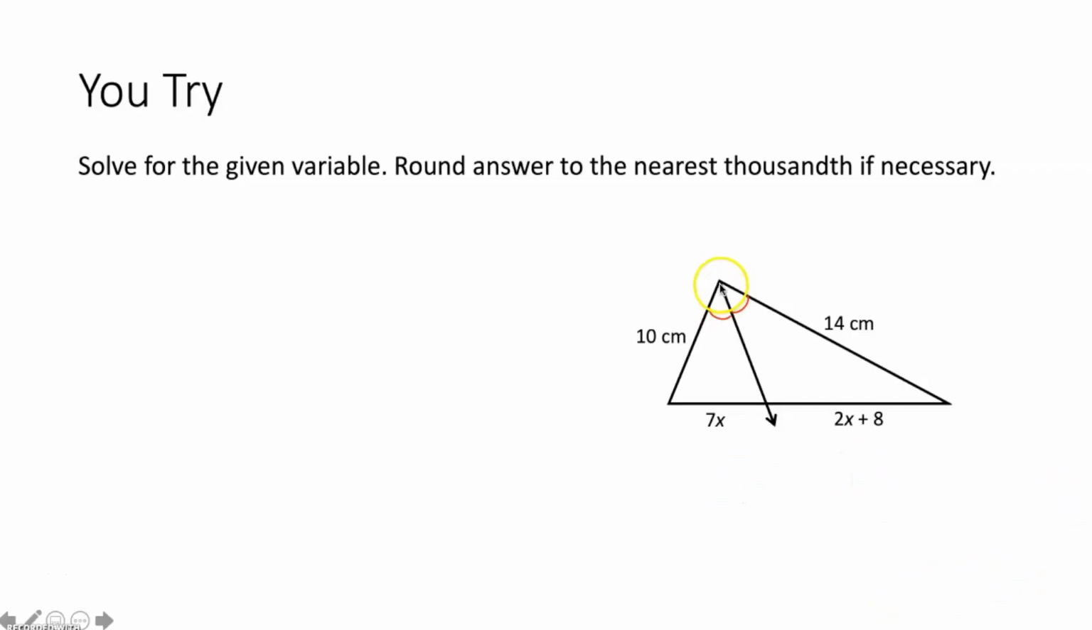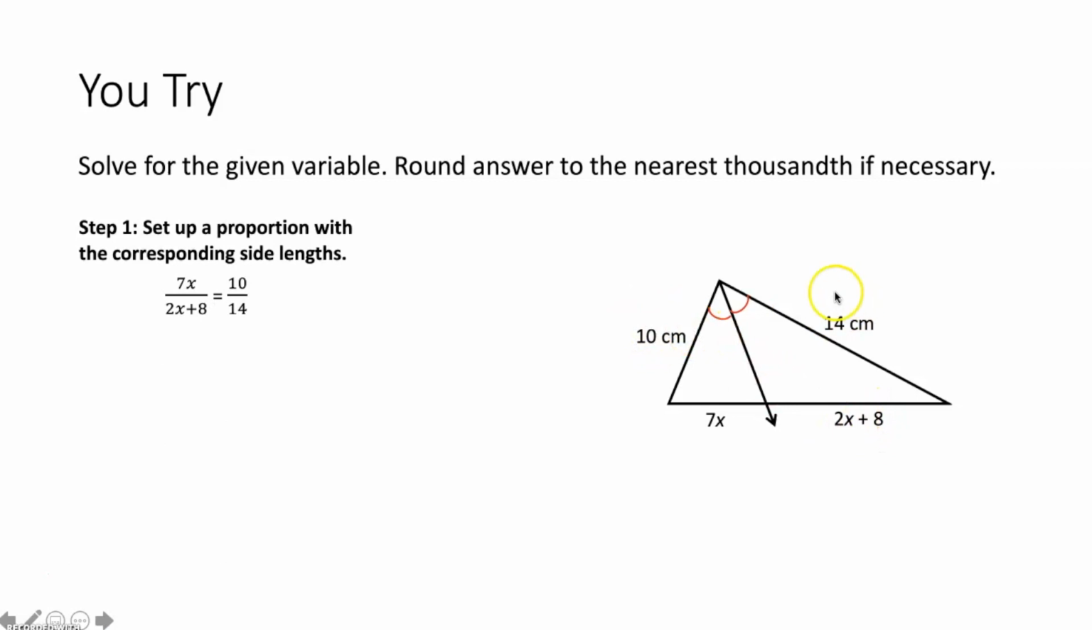Okay, we again have an angle bisector in our triangle, so we can use the triangle angle bisector theorem to again set up a proportion and solve for our given variable here, x. So how does that work? Well, this angle bisector separates the opposite side here into two segments that are proportional to the other two sides of the triangle. So we can say that 7x over 2x plus 8 has to equal 10 over 14.